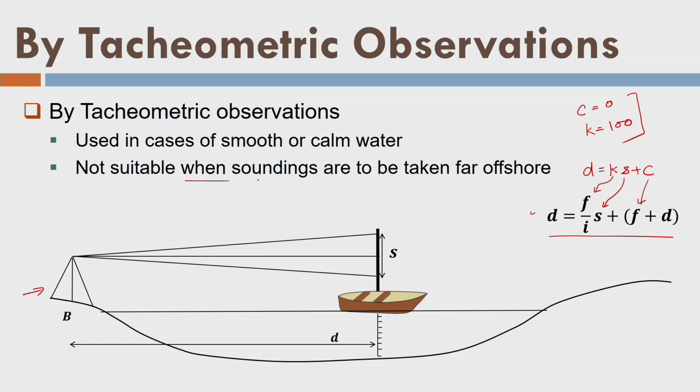So now you can see, in this case we can perform the sounding by observing the xy position by the distance using tachyometer, and the depth by the sounding instrument. So now we are preparing some kind of section data here, right? This method is called the tachyometric observation method. Now this is not suitable when soundings are to be taken far offshore. It is usable only when we want our survey to be performed very near to the shore, or near a point which is very close to the shoreline.